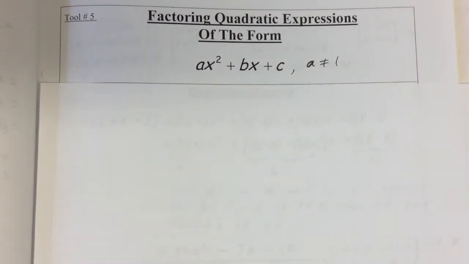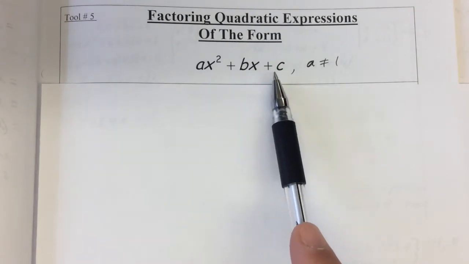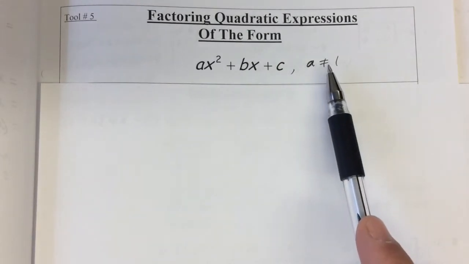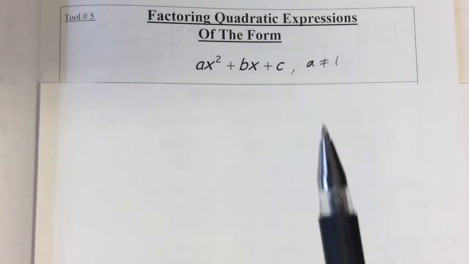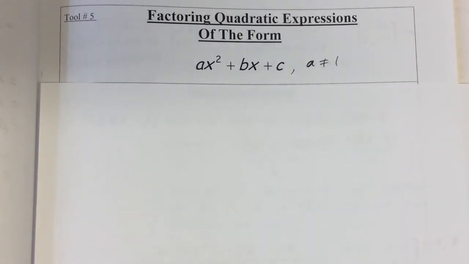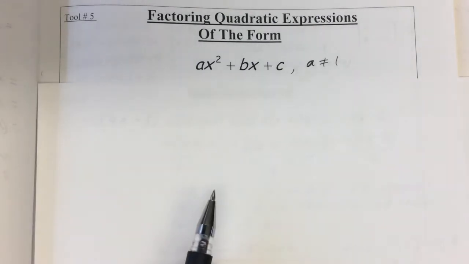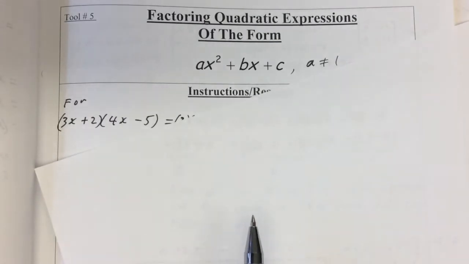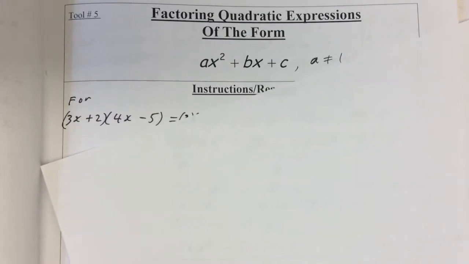Okay, we're going to look at factoring quadratics now of the form ax squared plus bx plus c, where a does not equal 1. Okay, so we're looking at a more complex case. So when we look at factoring, we're looking at going backwards to put this into brackets. So say we have something that's in brackets already. So 3x plus 2 times 4x minus 5.